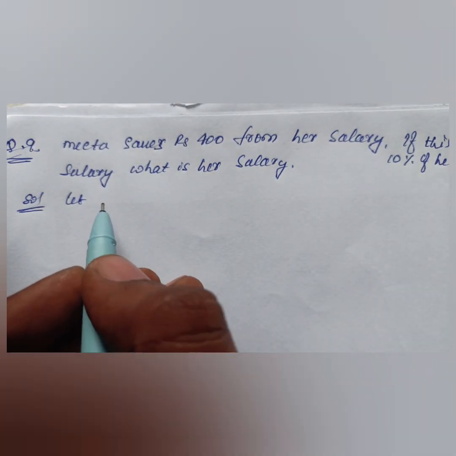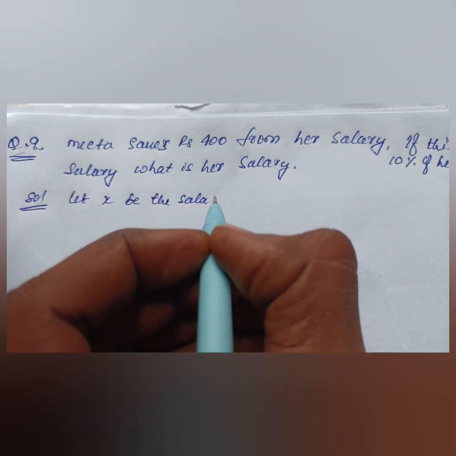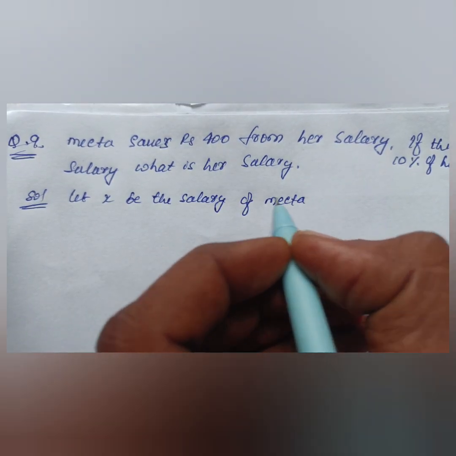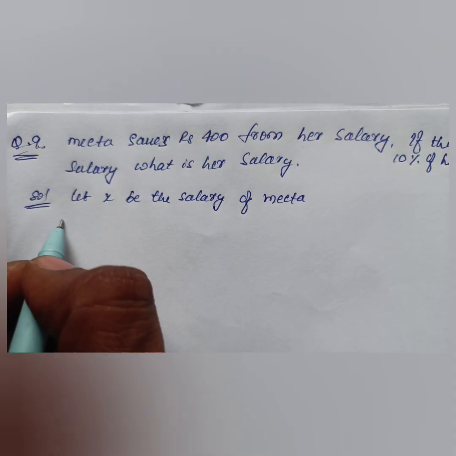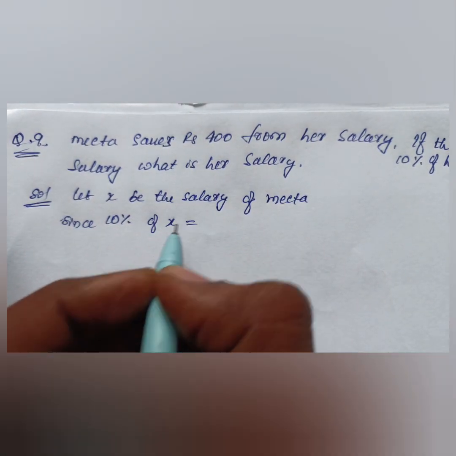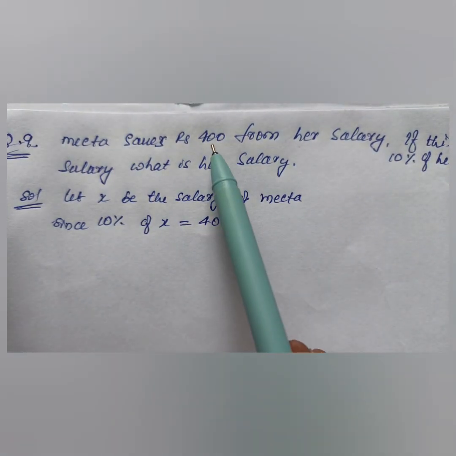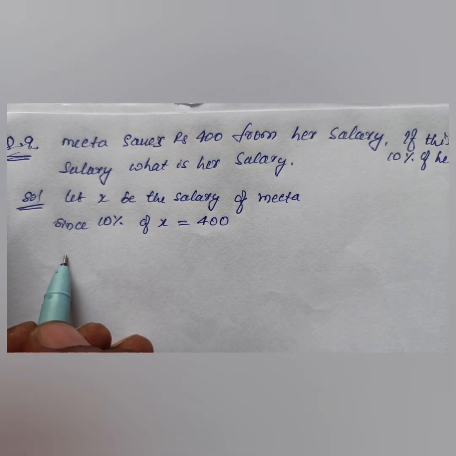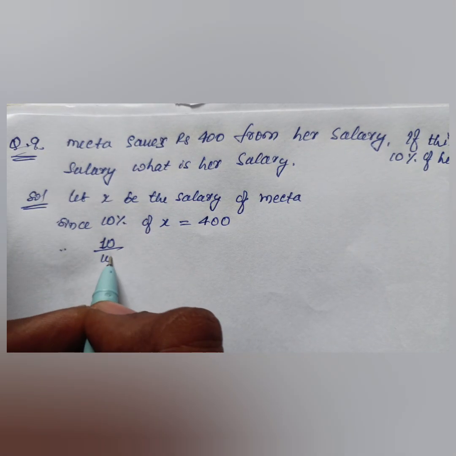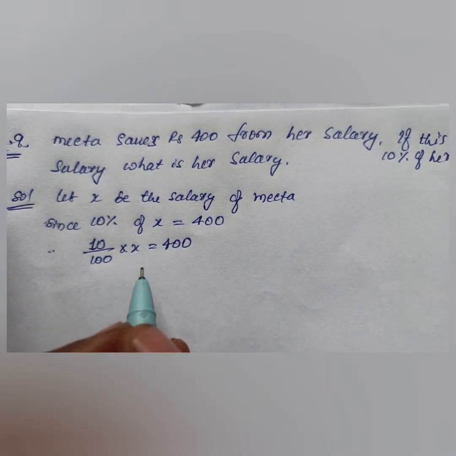Let's see. Let x be the salary of Meta. Since 10% of x is equal to what? 400 is given. She saves 400 rupees from her salary. That is equal to 10%, which means 10 divided by 100 into x is equal to 400, right? So we need x.